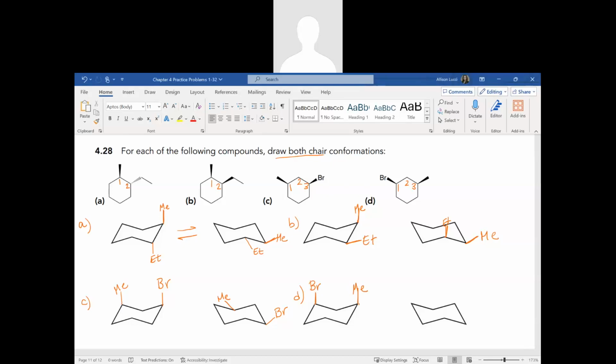And then after ring flip, we'll have an equatorial bromine here pointing up, and then we'll have an equatorial methyl pointing up on this carbon 3.